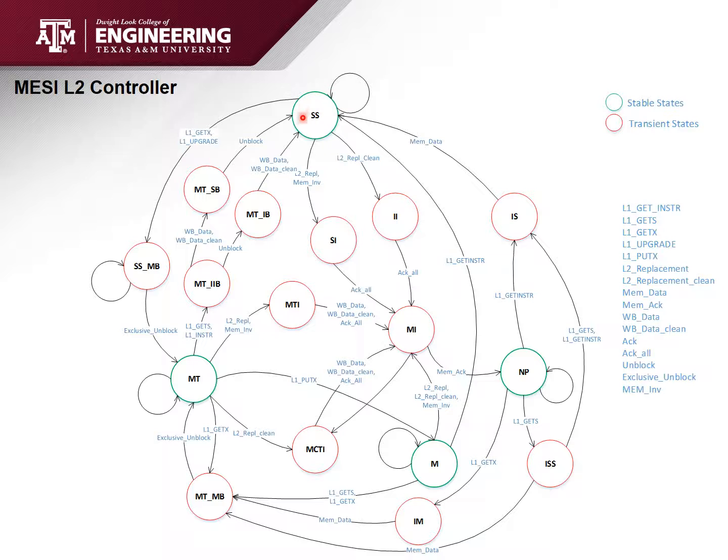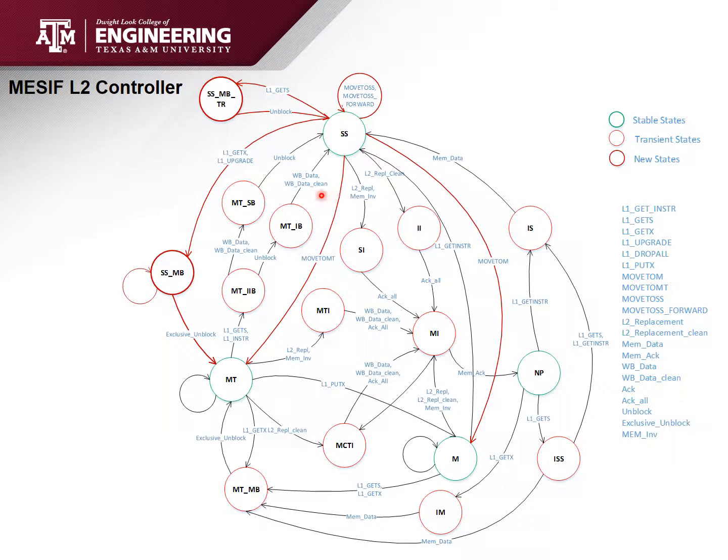SS basically denotes the shared state, which means that two or more L1 caches have the same data, a clean copy of it. NP is the invalid state, which means the L2 doesn't have the cache block, so it's basically the I state in the MESI state diagram. M denotes that the L2 cache block has the data, but none of the L1 caches has this block. MT denotes that L2 has the data, which could be in either exclusive state or modified state, which means exactly one L1 cache has this data, either in exclusive or modified state.